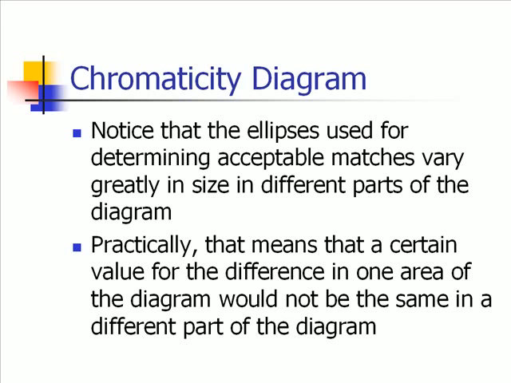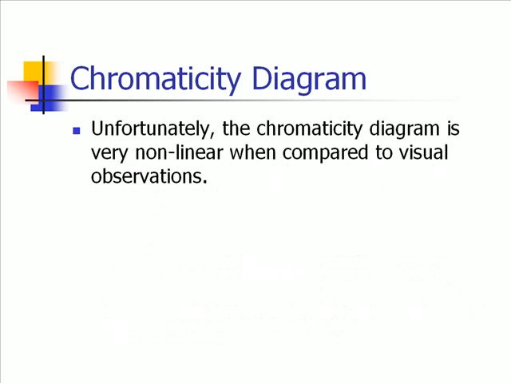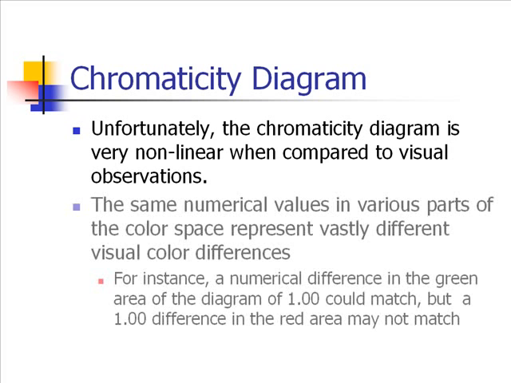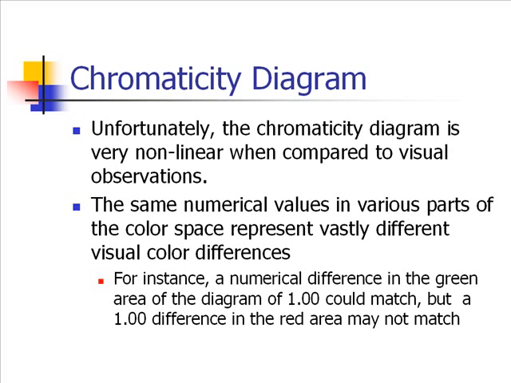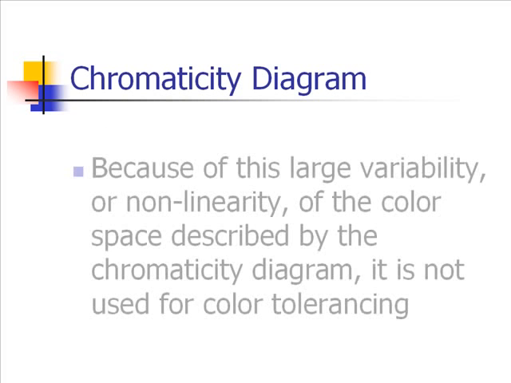Unfortunately, the chromaticity diagram is very nonlinear when compared to visual observations. That's kind of a mathematical way of describing it. The same numerical values in various parts of the color space represent vastly different visual color differences. For instance, a numerical difference in the green area of the diagram of 1 could match, but a 1 in the red area probably wouldn't match, even though we're using the exact same numbers. Because of this large variability, or nonlinearity, of the color space described by the chromaticity diagram, it is not used for color tolerance. So we've kind of moved on from that.